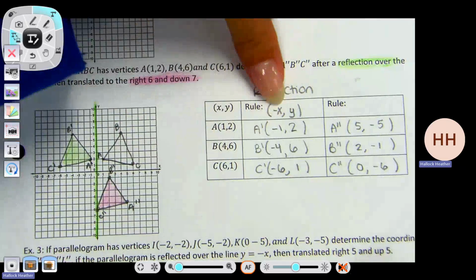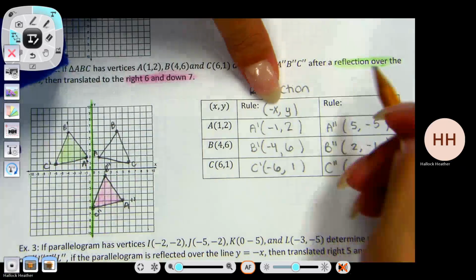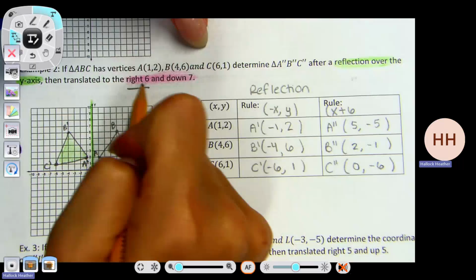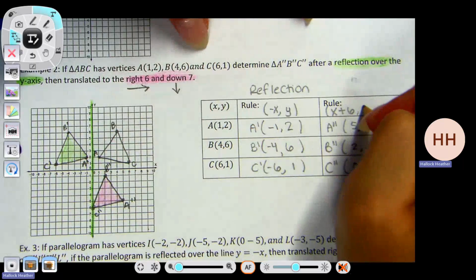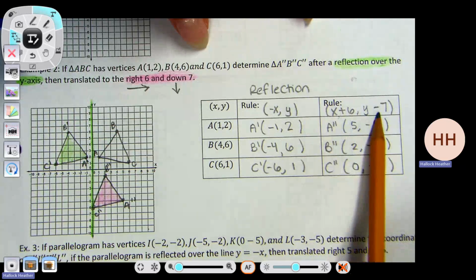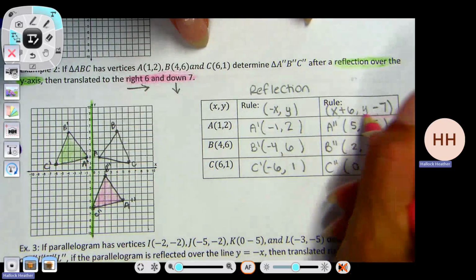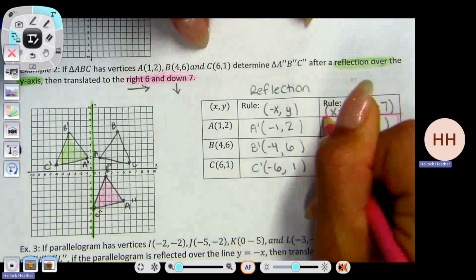So for our rule, we're not going to write it in words. X plus 6, because I went to the right. Y minus 7. You had an IXL on this, writing the algebraic rules to represent it. So I went right 6, it went down 7. So this is my final answer. These are the answers that are actually correct after the double transformation.